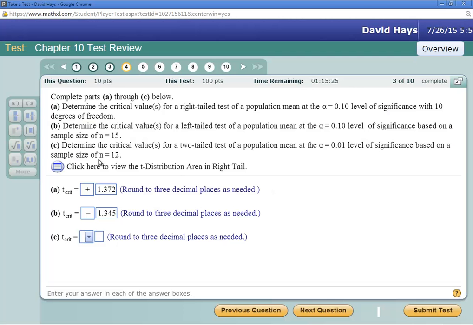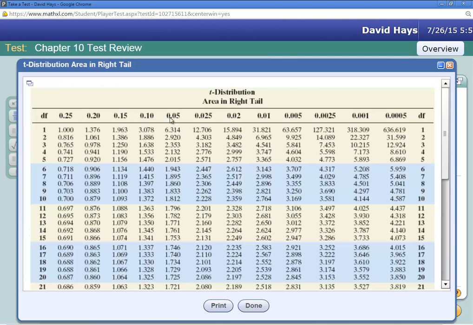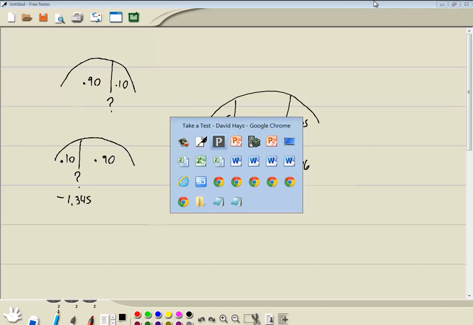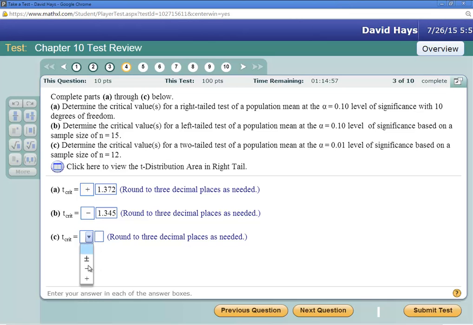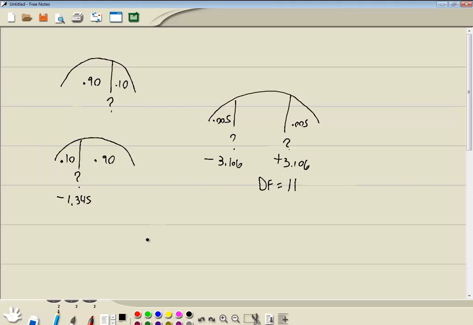It says that our sample size is 12, so degree of freedom is 11. So let's go look up 11 and 0.005 and see what we get. So area in one tail is 0.005, and 11 would be 3.106. So this is a negative 3.106, and this is a positive 3.106. So we're going to have a plus or minus 3.106.